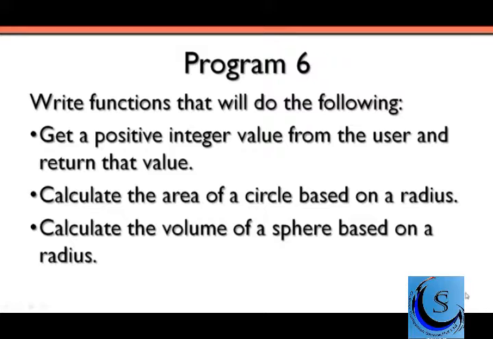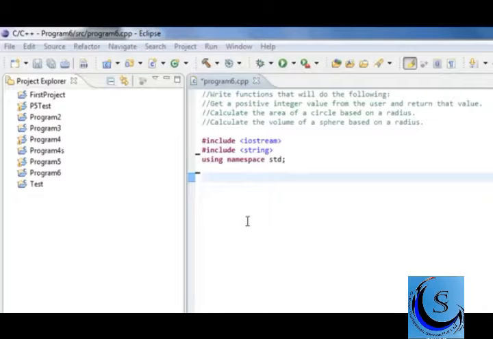Okay, now that we've looked at how to define a function and why we use functions in the first place, let's look at what we want to do in program 6. In program 6, we're going to write 3 different functions. We'll write a function to get a positive integer value from the user and return that value. We'll write a function that calculates the area of a circle based on a radius, and then we'll write another function to calculate the volume of a sphere based on the radius. All right, let's go over to Eclipse and get started on this program.